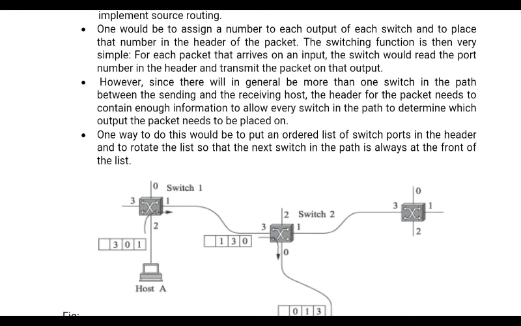Different techniques can be used here. One technique is that when switch 1 forwards the packet on port number 1, that entry is removed and appended at the end, so the second one is pushed forward. It is just like a queue: the next one, the 0, comes forward. So when switch 2 receives this packet, by seeing the header, the packet has to be forwarded on port number 0 because 0 is at the front. So switch 2 forwards this packet on that port.